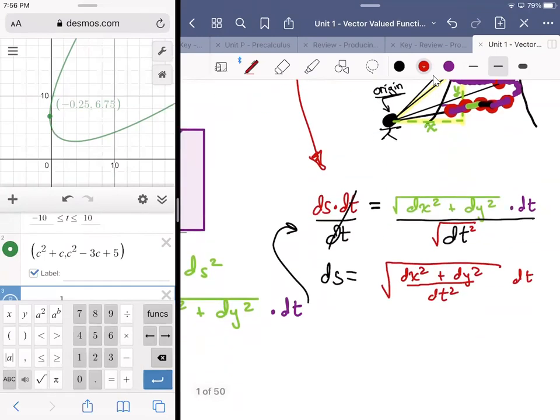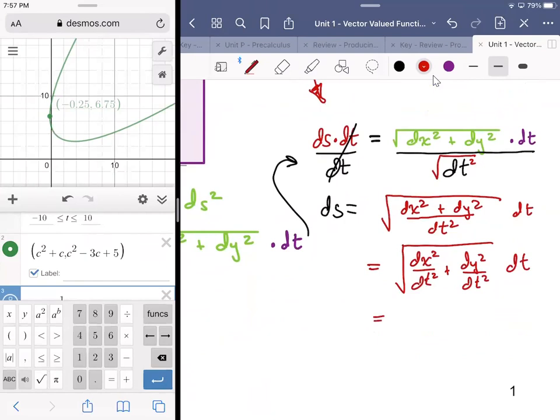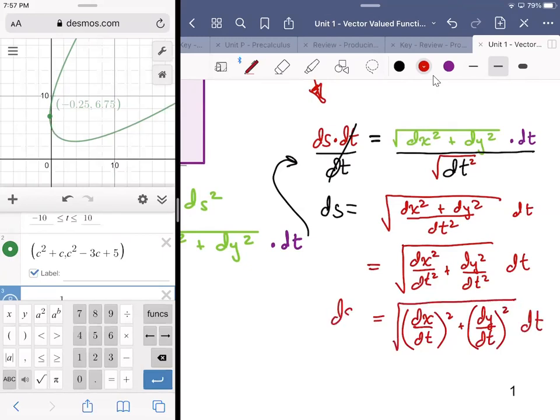And if you split up your fractions, we're looking at (dx/dt) squared plus (dy/dt) squared, which in turn becomes (dx/dt) squared plus (dy/dt) squared under the radical, dt, with that ds in the front.